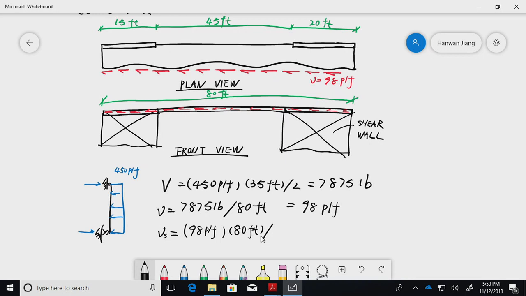The total length of the shear wall is going to be 15 plus 20, which is equal to 224 per linear foot. So that is the shear force in the shear wall. So the collector is only responsible for transferring the load between these two shear walls. Okay.